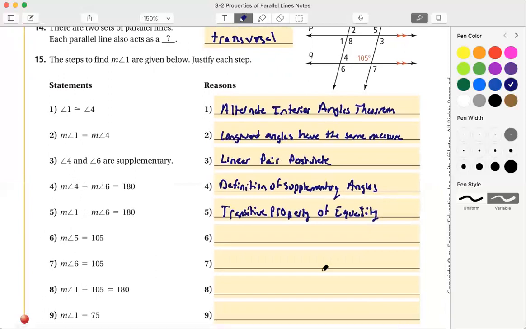How do I know angle 5 is 105 degrees? Well, those are in the corresponding spots, aren't they? So then why is angle 6 also 105? Well, 6 happens to be an alternate interior angle, isn't it?